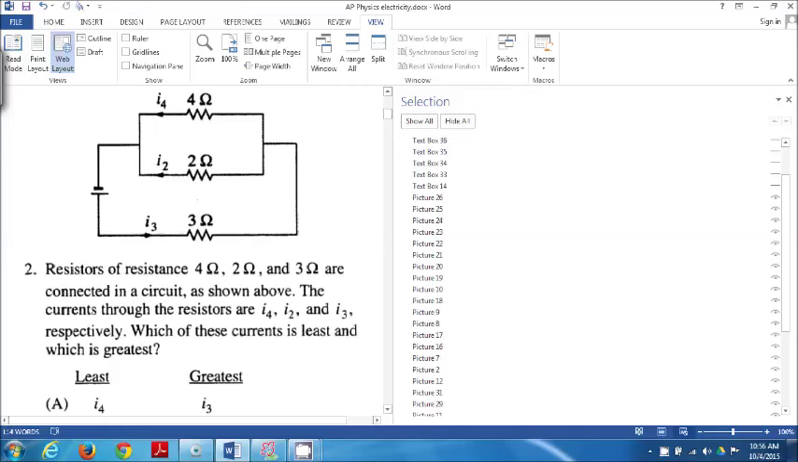Now, between the 2 ohm and 4 ohm resistances, more current flows through 2 ohms, because current tries to take the path of least resistance. So there will be more current through 2 ohms than 4 ohms. So the least current flows through 4 ohms. The answer is: the least is I4 and the greatest is I3. So the answer is A.